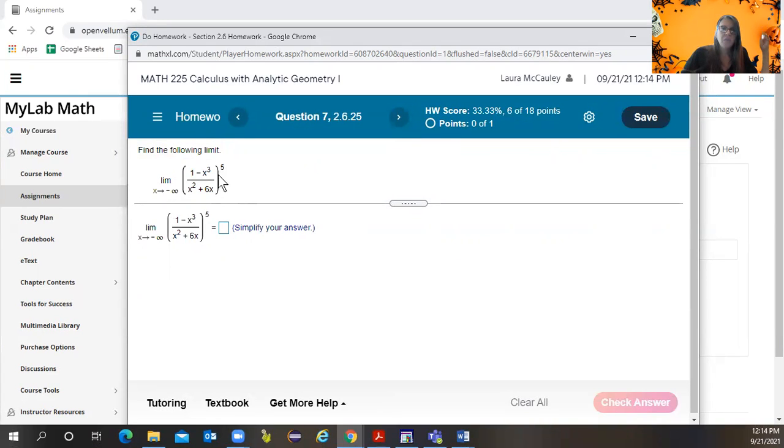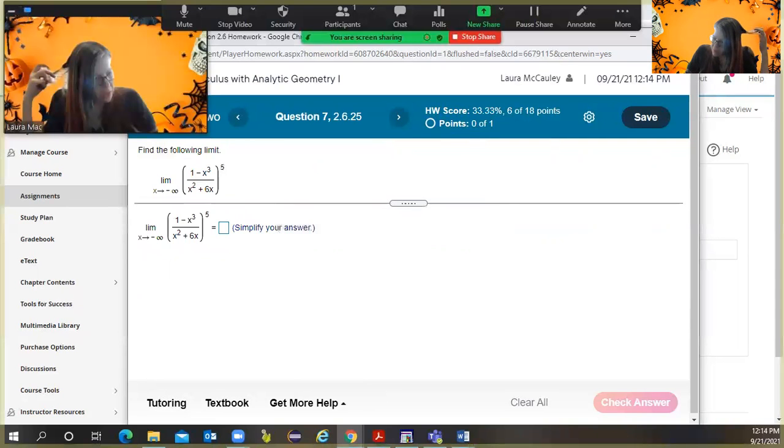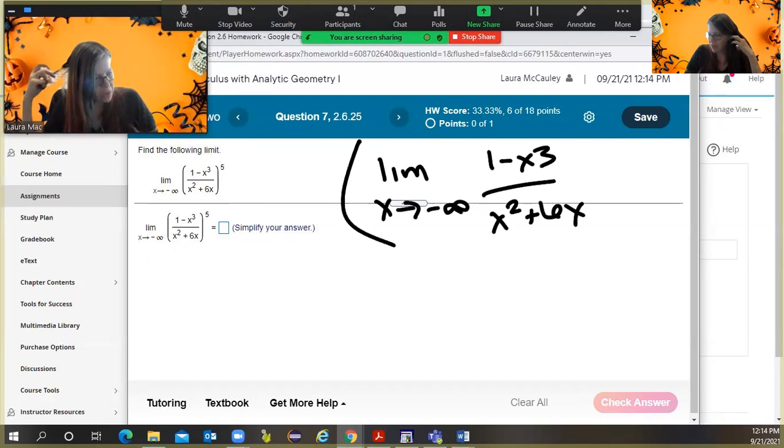All right, so this one we can use the limit law with this 5th power here. Are we even going to need it though? Let's see. So we do have a rule, the power rule, that says I can look at this as 1 minus x cubed over x squared plus 6x, and then bring that to the 5th power. So I can kind of do that 5th power at the end.